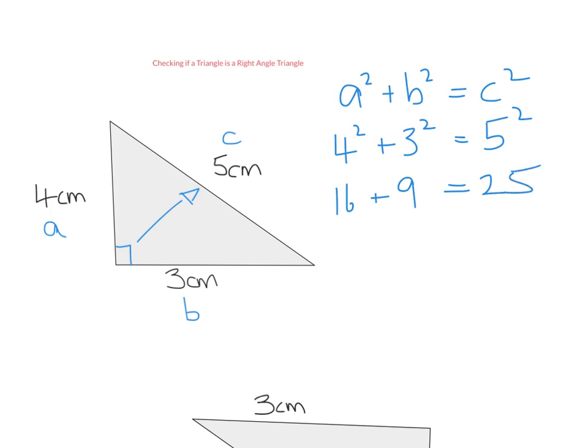Let's add those two up. Well, 16 plus 9 is 25 equals 25. Well, that is correct. So that must be a right angle triangle.